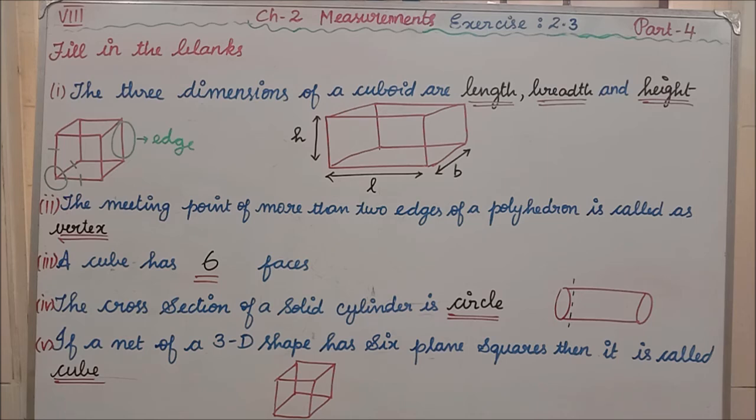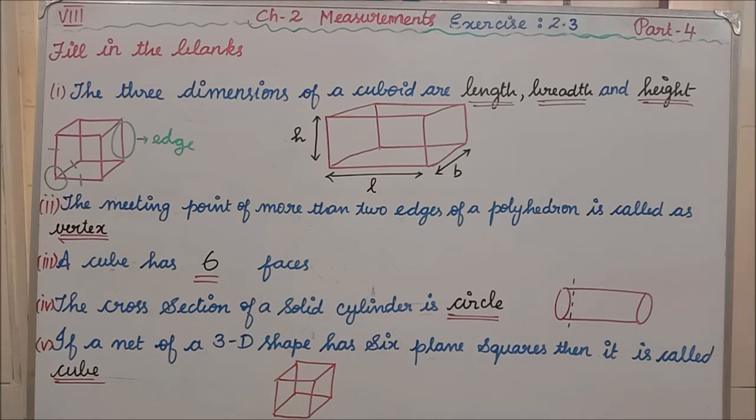Students, in exercise 2.3, we are going to see fill in the blanks. See the first subdivision. The 3 dimensions of a cuboid are dash, dash and dash. What is 3 dimension? 3 dimension we can say as 3D shapes. 3 dimension means it has to have 3 measurements, we have seen. Isn't it? Now they are asking the 3 dimensions of what? Cuboid. As I told you before, the 3D of a rectangle is cuboid.